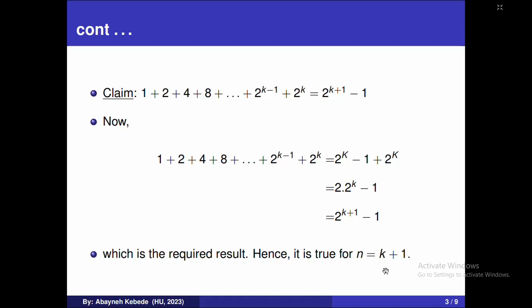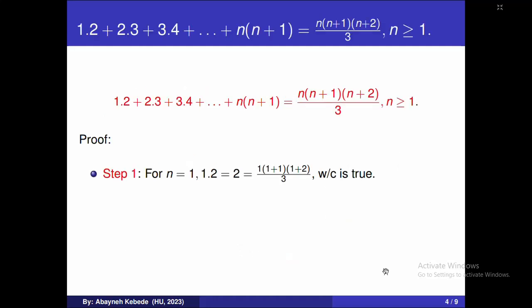Let us proceed to question number 2. 1 times 2 plus 2 times 3 plus 3 times 4 plus ... plus n times n plus 1 is equal to n times n plus 1 times n plus 2, the whole over 3, for n greater than or equal to 1.